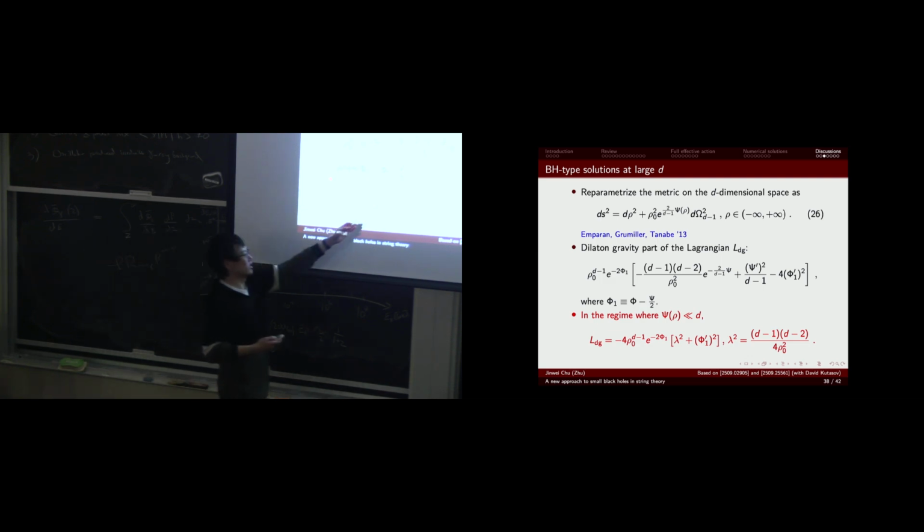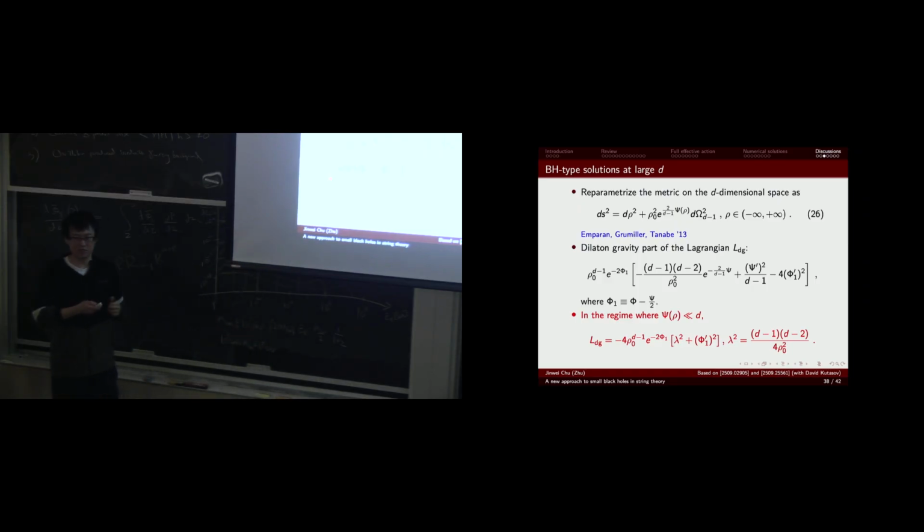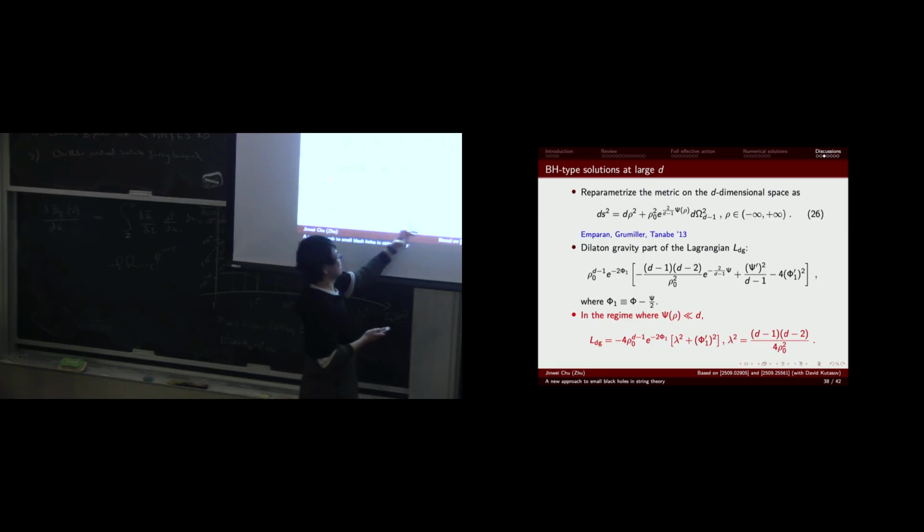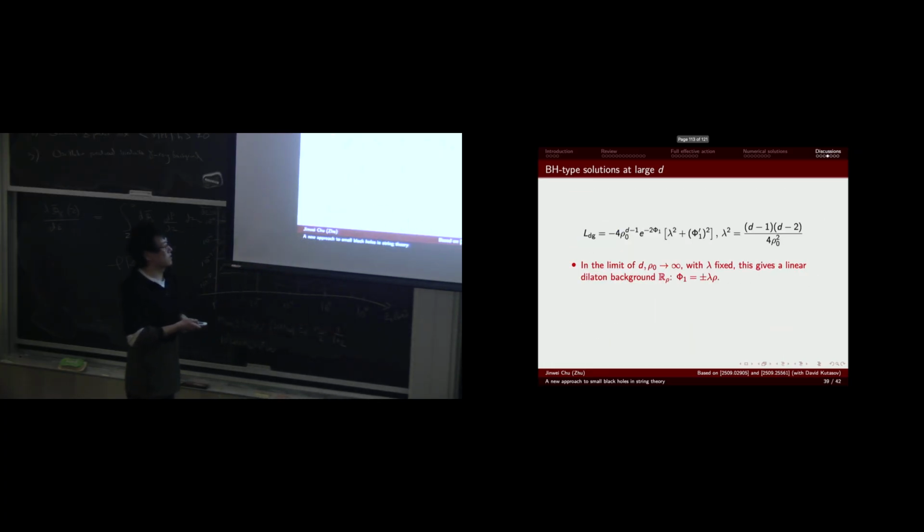So if we already take D to be large, there exists a very wide regime where psi is much smaller than D. And in this regime, we can simplify this dilaton gravity part to take this form. And what is this form? It is basically just the Lagrangian for a dilaton with some cosmological constant denoted by lambda, right? And we actually know that Lagrangian gives rise to some linear dilaton background.